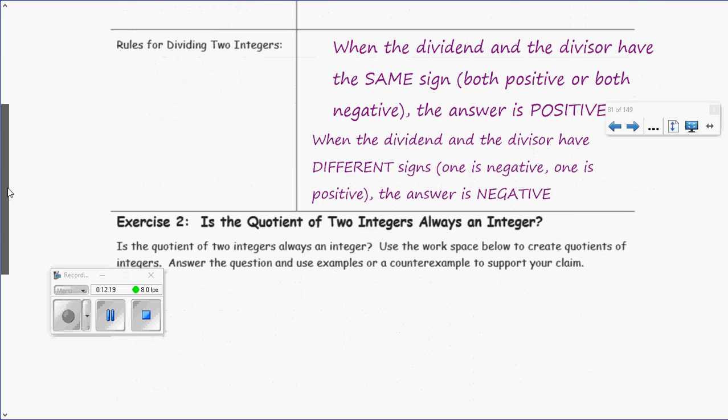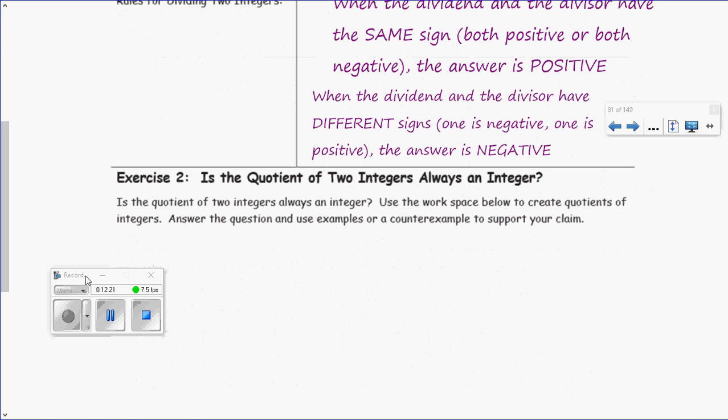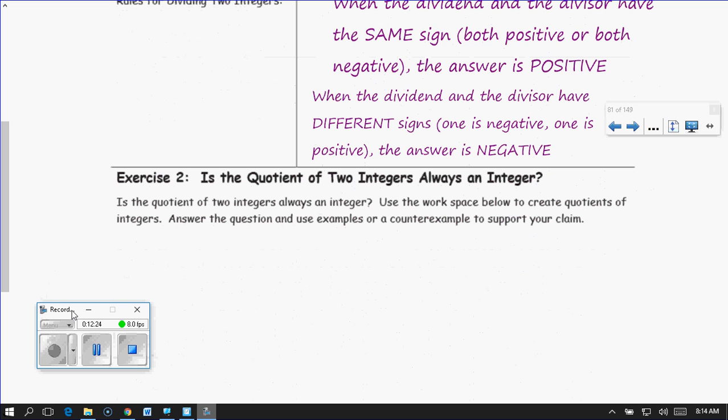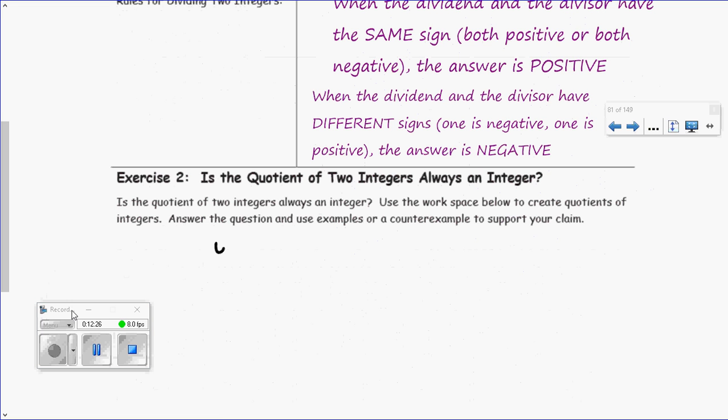Okay, and then exercise 2. Is the quotient of two integers always an integer? So that means if you take any two integers and divide them, will you always get an integer? Like 8 divided by 2, that gives us 4. Good. And 10 divided by 5, that gives us 2. Good. Can you come up with an example that doesn't result in an integer? That would be two whole numbers divided that don't equal a whole number. Is it possible? Absolutely. All you need to do is come up with two numbers that don't go into each other evenly. Like 3 doesn't go into 8 evenly.